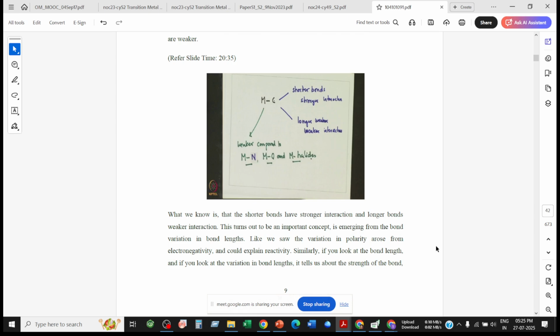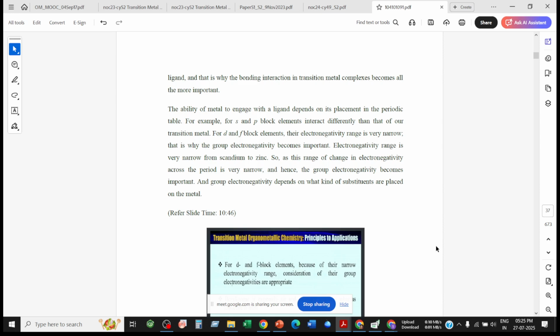The metal carbon bond is always a shorter and stronger interaction. If the interaction is strong, then the bond will be shorter. If the interaction is weaker, then the bond will be longer. The metal carbon bond is also a weaker bond compared to the nitrogen bond, oxygen bond, or halide bond, because their electronegativity is higher, so their bond formation will be stronger.